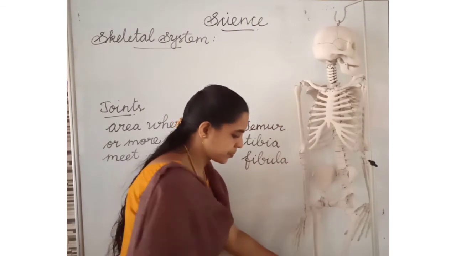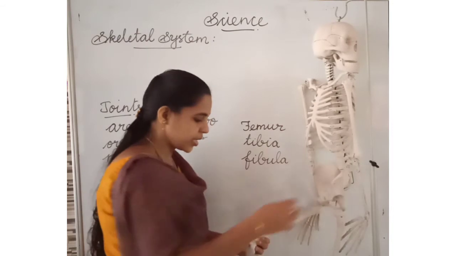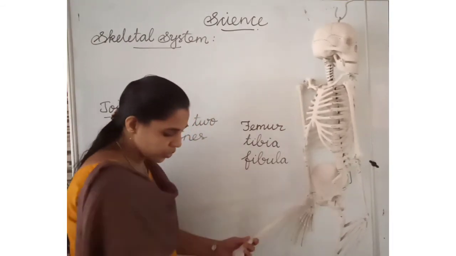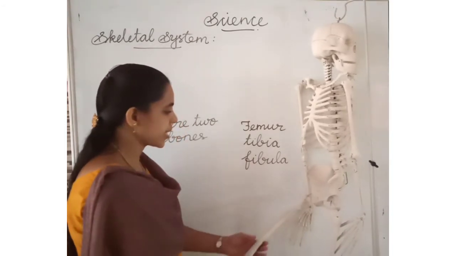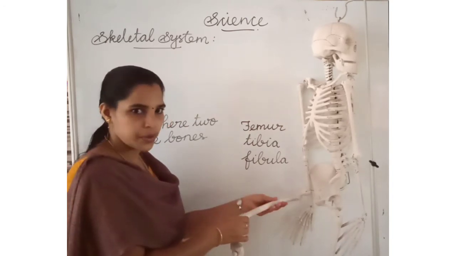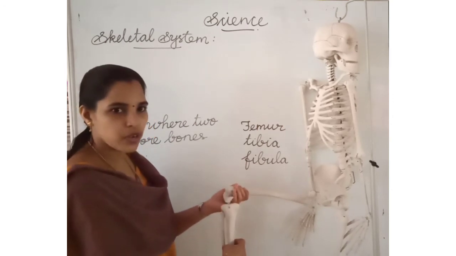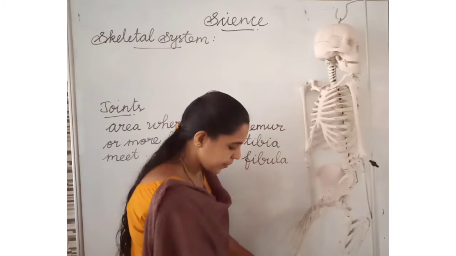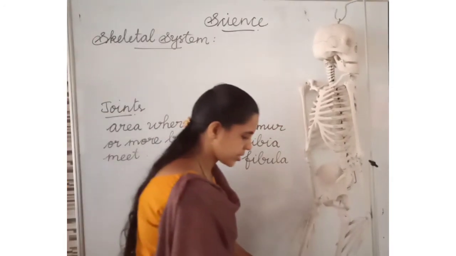Listen here. This is the lower limb, from the hip down to the foot. Here three types of bones are there. This is the femur, tibia and fibula. These three bones are joined together at this point. This is called a joint.